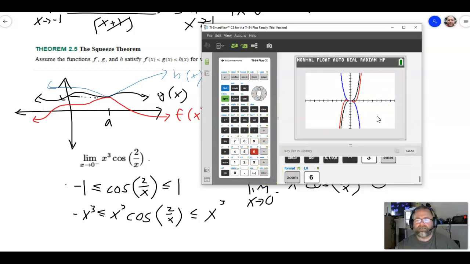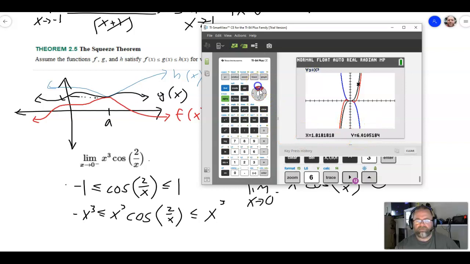And as you can see, we can hit the trace function. This first function here is my negative x cubed. So it kind of goes like this and like this. My red function there is probably my one that's in the middle. And then finally, my black function will be the positive x cubed, excuse me.